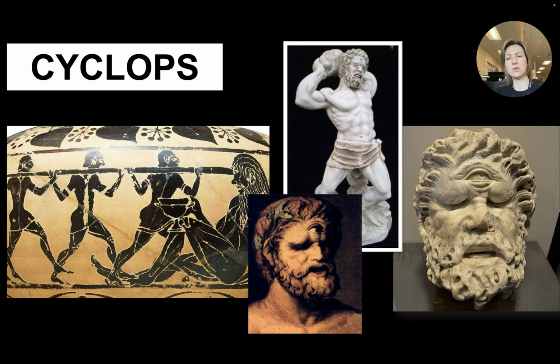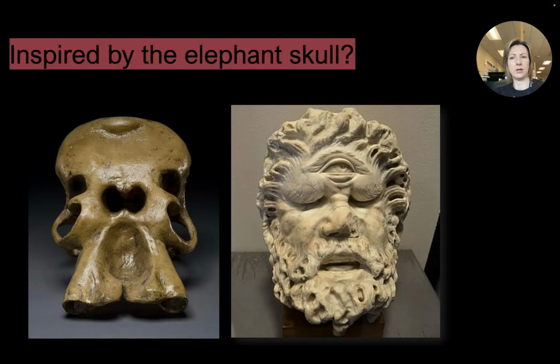One of the most memorable monsters is the Cyclops. The Cyclops is this humanoid creature that just has one giant eyeball in the middle of its head. And it was thought that this creature was inspired by an elephant skull, so they had found this type of skull and never seen an elephant before. So based on that skull, they imagined that this was some giant creature that had just one eyeball in the middle. And you can kind of see that makes sense, right?